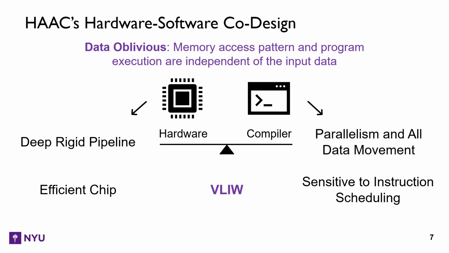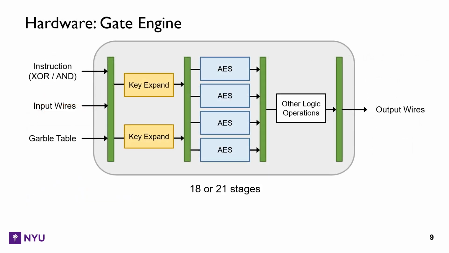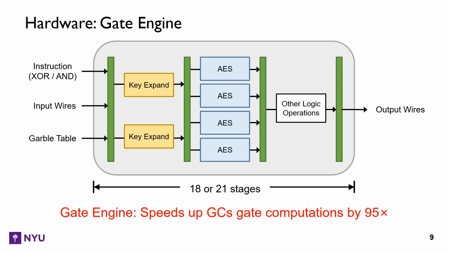This is reminiscent of VLIW-like design, where there are parallel complex pipelines driven by a compiler. For each challenge, we have a unique solution. We start with the hardware. We design a custom logic to speed up the gate computation. In HAAC, we use a deep pipeline called the gate engine as the core component.